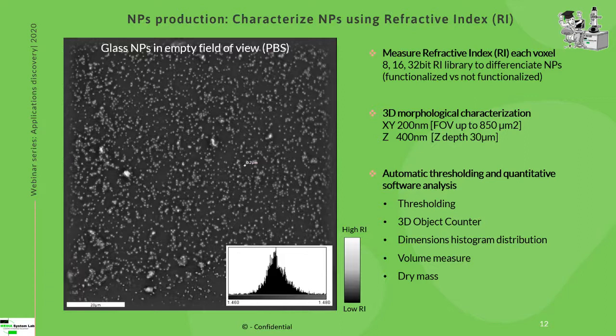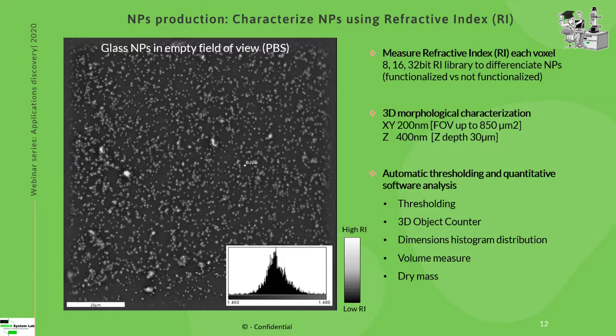And this will already be sufficient to characterize the nanoparticles in terms of distribution and granularity. Also keep in mind that if you are going to functionalize your nanoparticles with different materials, not only their morphology and dimension, but also their optical behavior will change. So ideally, these libraries can be used to differentiate between functionalized and non-functionalized nanoparticles. Moreover, keep in mind that this morphological characterization is also three-dimensional, so you have also 30 micrometers of Z depth with 400 nanometers of resolution.